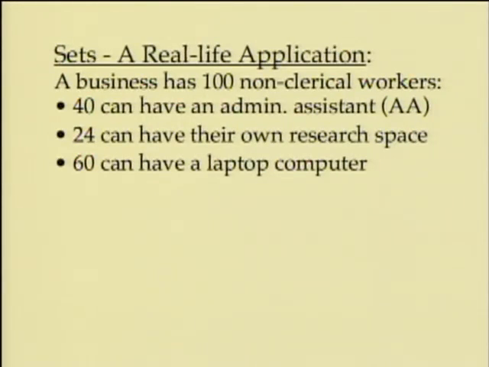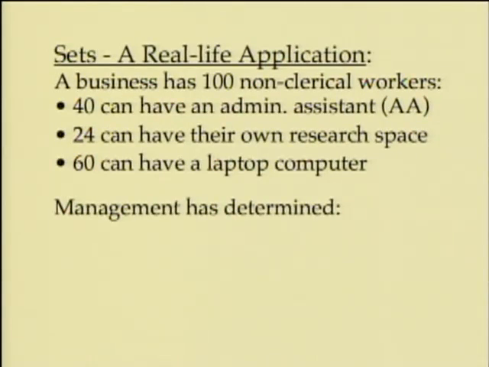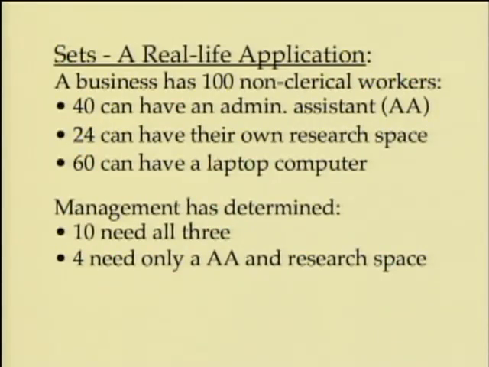And certainly, if you add 60 and 40, you've got 100, so there's enough to go around. But to complicate things, upper management has some minimum requirements here. They've determined that 10 of those 100 people need all 3 of these resources. And they probably know exactly who they are, so you don't have to decide that, but you have to live with that.